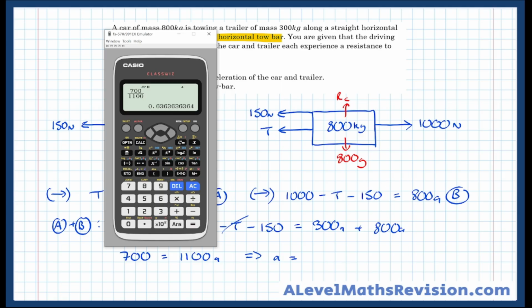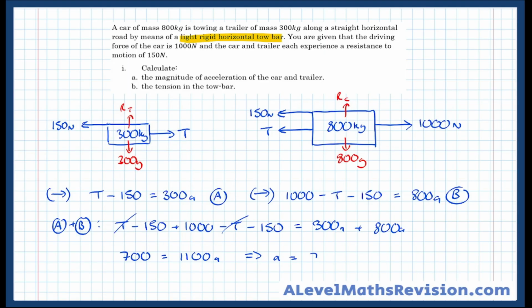So 7/11 or 0.636. So 7/11 of a meter per second squared. And now we know the acceleration, we can find the tension. So I should relabel this question as part 1A there. And let's now do part 1B.